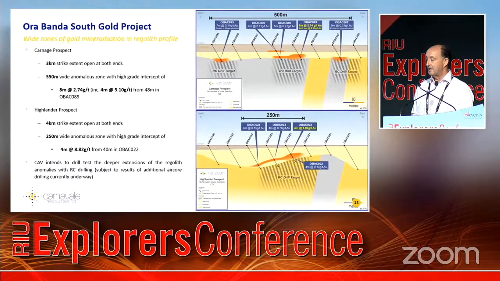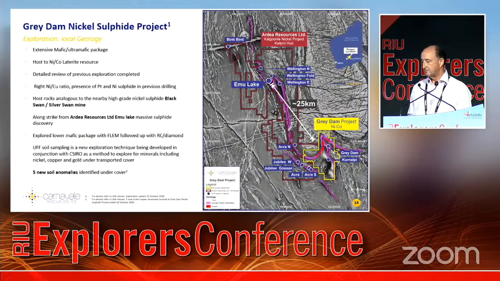To give you an idea as to what this might look like in section, this is the 500 metres, and we've got these anomalies in the saprock at the base of the drilling. Again, the cover is very quiet, the saprolite's very quiet, and it requires detailed unpicking to get the maximum out of the opportunity. And so down at Highlander, this one's 250 metres, and again, some strong intercepts there with 4 metres at nearly 9 grams. So that's our gold projects.